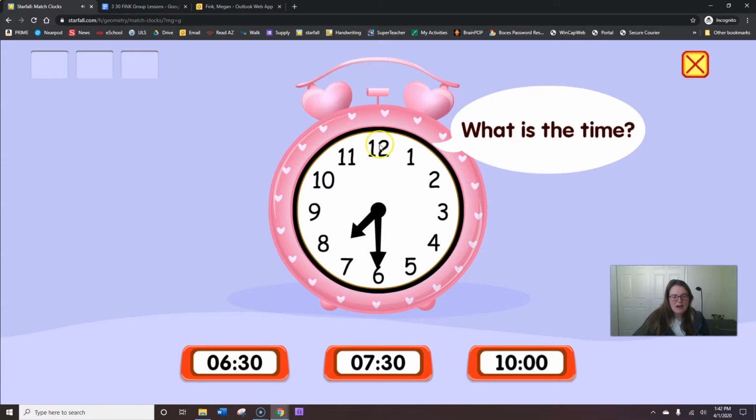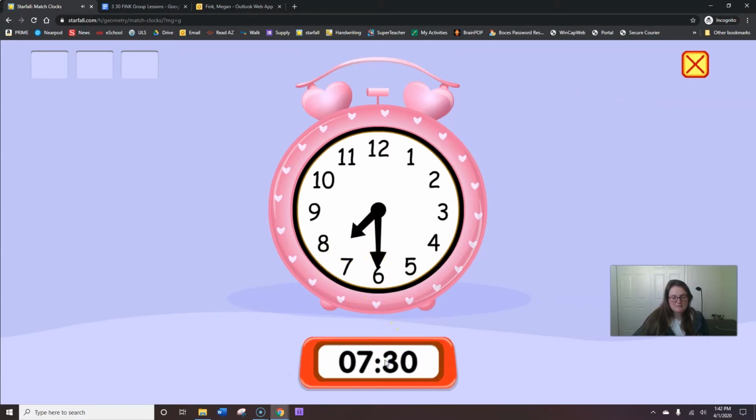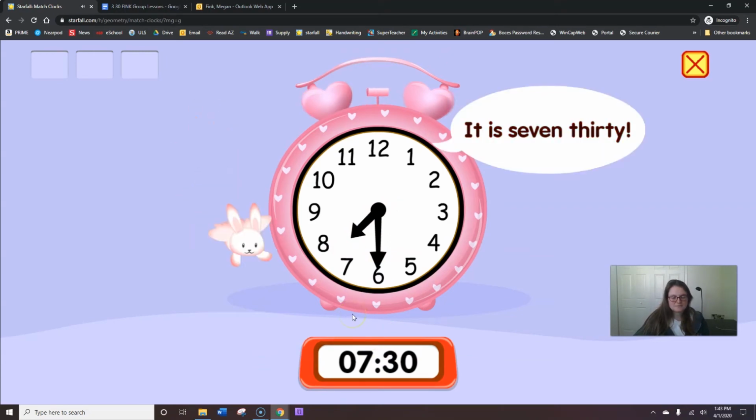So now I need to count by fives to look at what my minutes will be. This is my minute hand. So I start at 1 and count by fives. Can you count with me? 5, 10, 15, 20, 25, 30. So this shows 7:30. Super cool. It is 7:30. Great job.